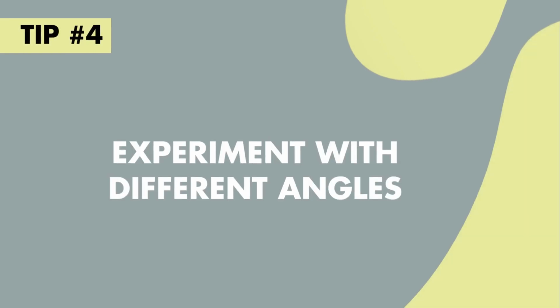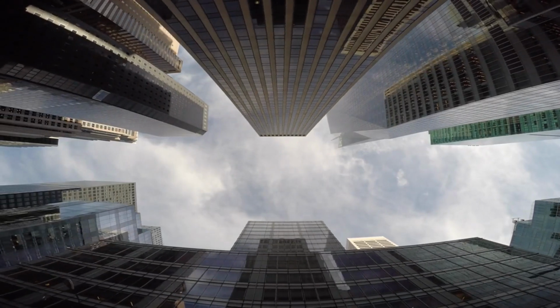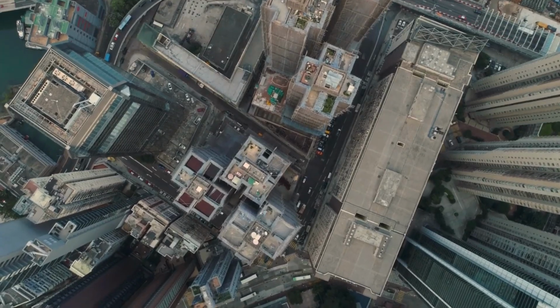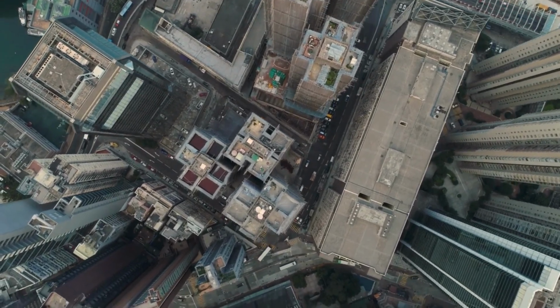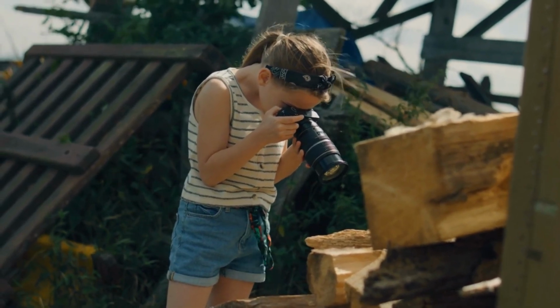Tip number 4. Experiment with different angles. Changing the angle of your shot can make a big difference in the quality of your photos. For example, shooting upwards can create a more dramatic and imposing feel, while shooting downwards can create a more intimate and vulnerable mood. Experiment with different angles to find what works best for your subject and the mood you're trying to create.